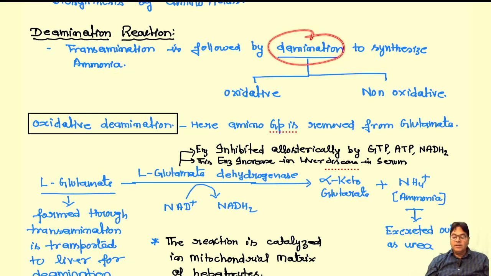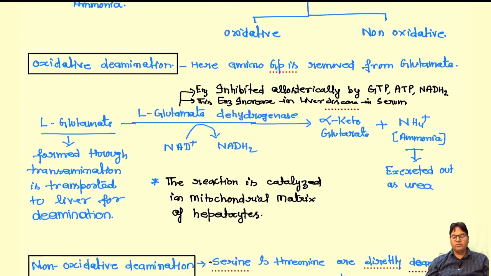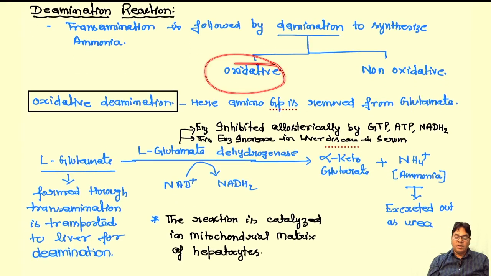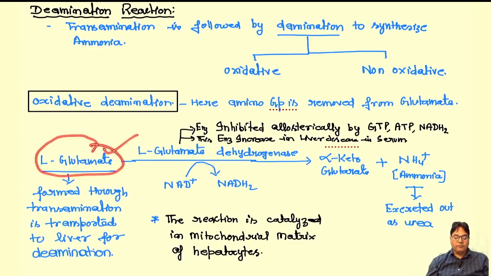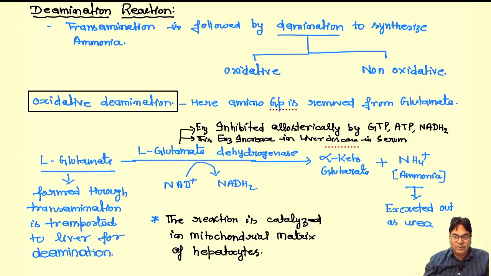Now deamination can take place oxidatively, or it can be non-oxidative. That means if hydrogen is removed from a certain substance, an oxidative reaction takes place. No concern with oxygen over here. So we start with the first one, oxidative deamination. In this, the L-glutamate, which is formed through transamination, is transported to the liver for deamination. That means the product of transamination goes to the liver so that it can be deaminated.